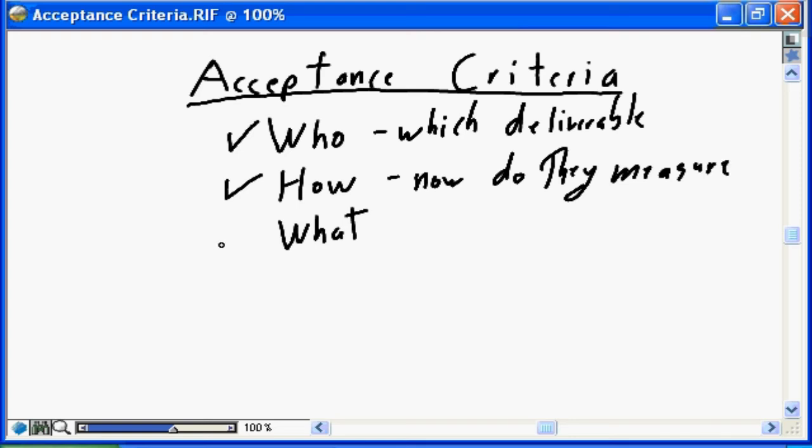And finally, what is the acceptance process? You may think we've already defined the acceptance process by defining who and what, but there's more to the acceptance process than that. What is deemed acceptable? What is okay? Now, what does that mean? Is it okay if the final deliverable, if the final product has errors in it? And you may think instantly, no, you could never accept a deliverable, a final product that has errors in it.